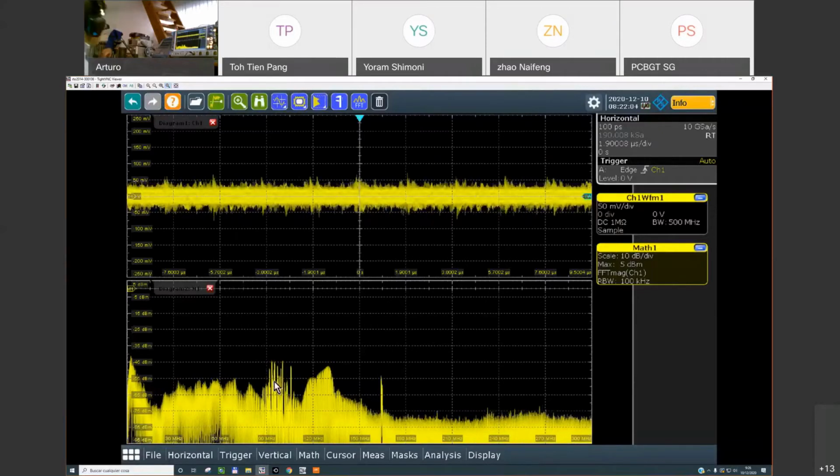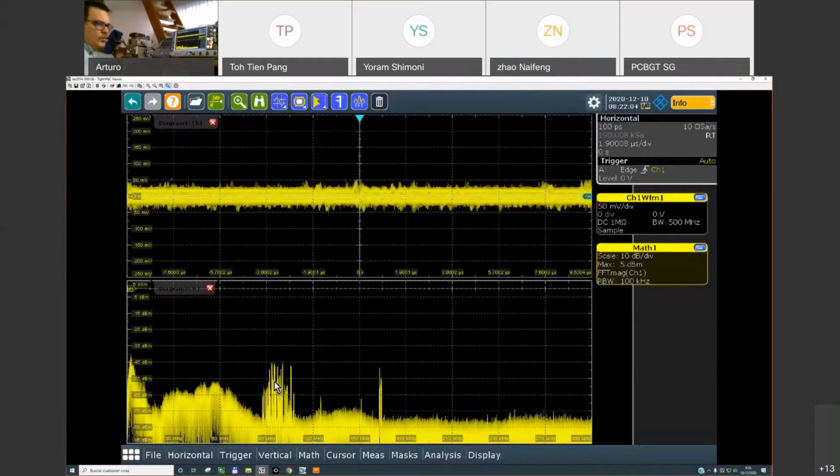Let me switch off my product. When I switch off my product, all the energy that was in this area disappears and some part of the energy in this area.